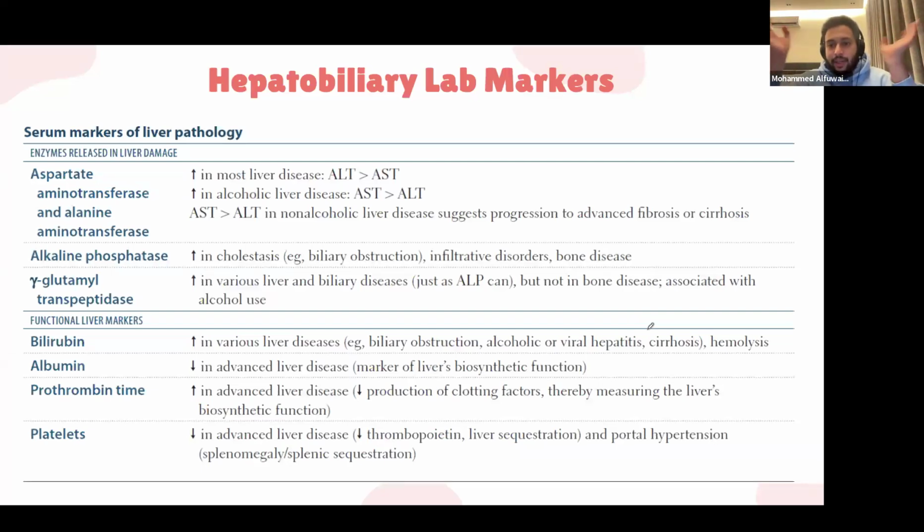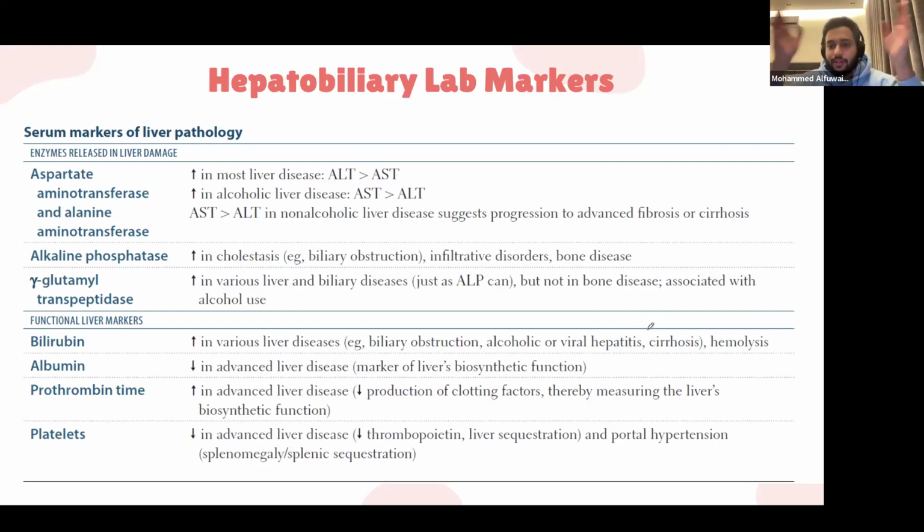Which one will be higher, ALT or AST, in most liver diseases? ALT, good. In alcoholic liver disease, which one would be higher? AST, excellent, good. This is very important, okay? Good, a 2-to-1 ratio. Now, there's one more thing about ALT and AST I want to talk about before we go into alkaline phosphatase, and there's stuff about that as well.